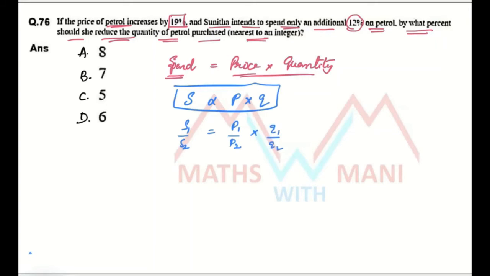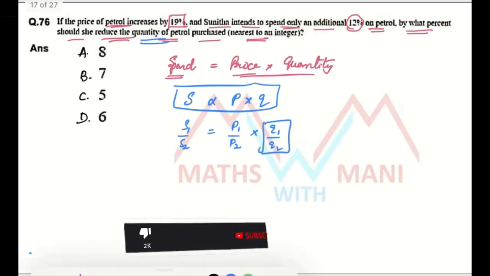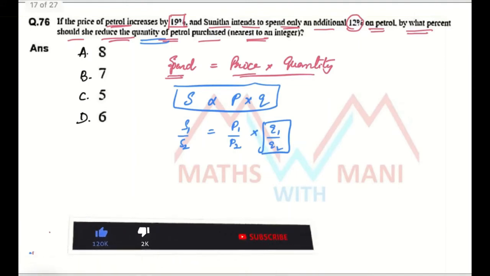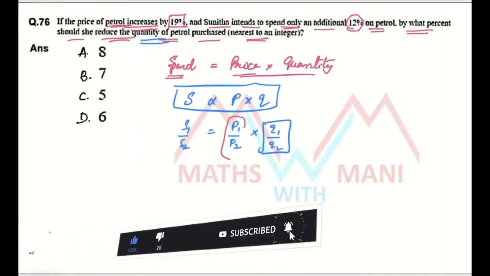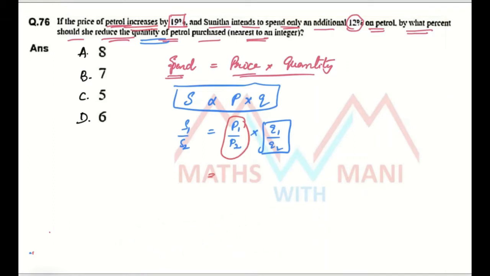Yes. Now observe clearly. Here, what do you have to find out? The reduction in quantity. Petrol price increases by 19%. Suppose initial is 100, what about final? With a 19% increase it becomes 119. What about spending? She spends only an additional 12%. That means if 100 is the initial spending, the final spending increases 12%, so 112 is the final, into Q1 by Q2 here.